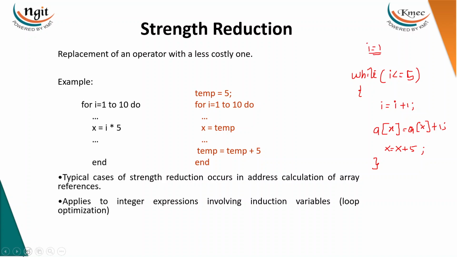So how many times will this loop be iterated? 5 times, right? Because 1 is less than or equal to 5, 2 is less than or equal to 5, and every time we are incrementing it. So the loop will be iterated 5 times.